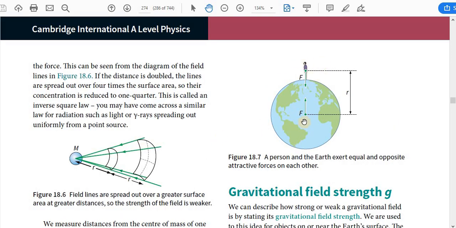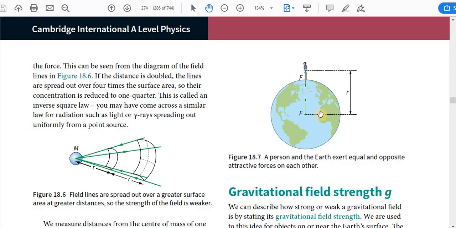And you can also see that between the Earth and the person there is also a gravitational force of attraction. I told you, between any two bodies that have mass, there will be a gravitational force of attraction exerted by one on the other. So this force over here is the weight of the man due to the Earth. In other words, this is the gravitational force on the man due to the Earth. So this force is exerted by the Earth on the man. Similarly, this force here is the gravitational force of the man on the Earth. So this force here is exerted by the man on the Earth, and this is a Newton's third law pair.